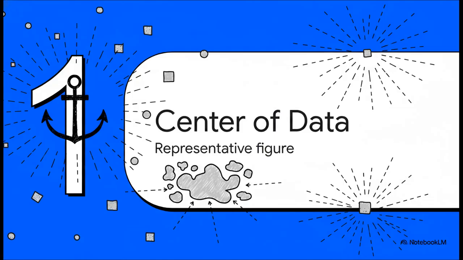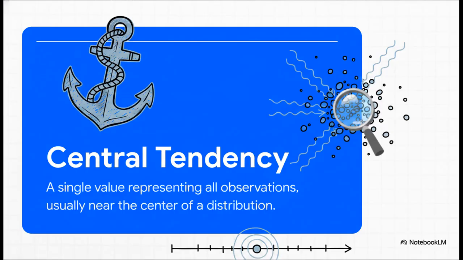Section 1. The center of data. Finding the representative figure. Whenever we're faced with measurable characteristics that vary a lot, we look for a singular anchor. And that anchor is formally called a measure of central tendency. By definition, it's a single value or number that best represents all observations, usually lying right near the center of a distribution, rather than at either extreme. You can actually think of it as the gravitational center of your dataset. It's the exact point about which all your individual items have a natural tendency to cluster.